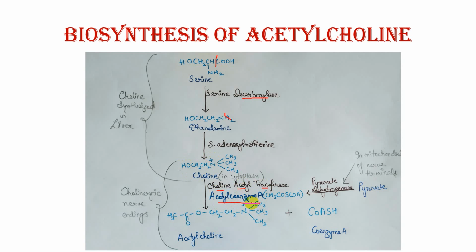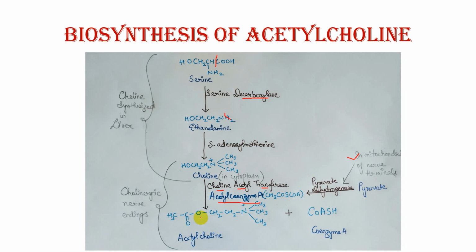And from where is this acetyl coenzyme A coming? It is coming from pyruvate. Pyruvate in the presence of pyruvate dehydrogenase will convert into acetyl coenzyme A. This part, formation of acetyl coenzyme A, is taking place in the mitochondria of nerve terminals. Okay, this is not mitochondria, it is mitochondria. Please correct it when you make the notes. So pyruvate converts into acetyl coenzyme A in the presence of enzyme pyruvate dehydrogenase. This conversion is taking place in the mitochondria of nerve terminals.